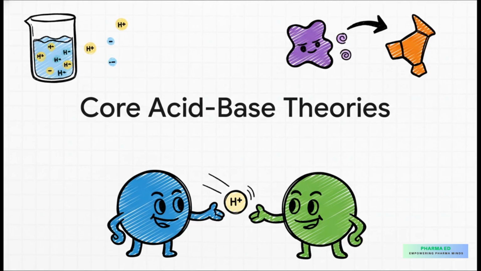Now, you've probably come across these three big theories in your textbooks. Arrhenius talks about H+ and OH- ions. Lewis' theory is all about electron pairs. But for most of the titrations you'll be doing, the Bronsted-Lowry theory is your best friend. Just remember this simple rule: acids are proton donors, and bases are proton acceptors. This proton exchange is the heart of the reaction.